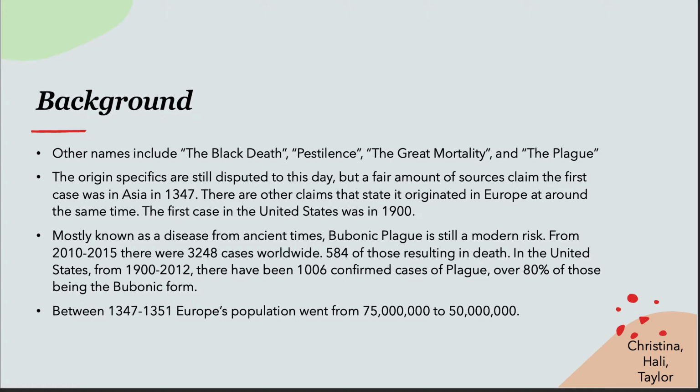There's been 1,006 confirmed cases of the plague, and over 80% of those were the bubonic form in the United States. Between 1347 and 1351, Europe's population went from 75 million to 50 million, a loss of 25 million people due to what we believe was the bubonic plague.